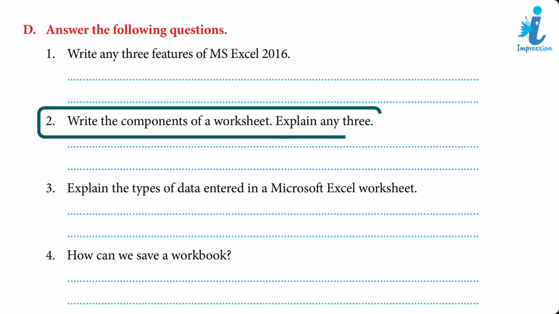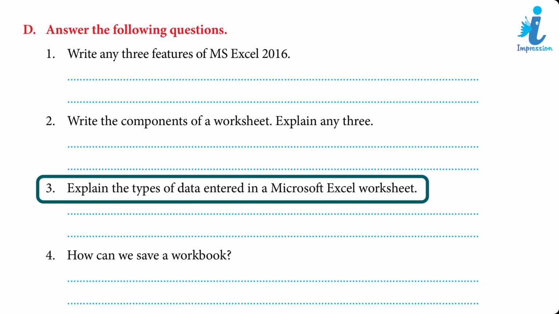2. Write the components of a worksheet. Explain any 3. Answer: The components of a worksheet are 1. Address bar. It shows the address of the active cell. 2. Formula bar. The contents of the active cell are shown here. Data or formulas can be typed or edited in the formula bar. 3. Status bar. It is present at the bottom of the Excel window. It displays the name of the selected command or status information.